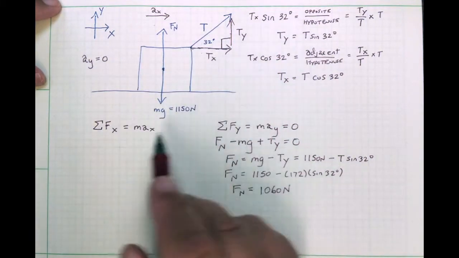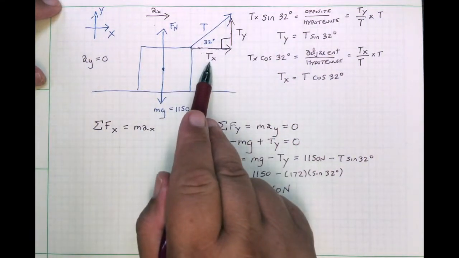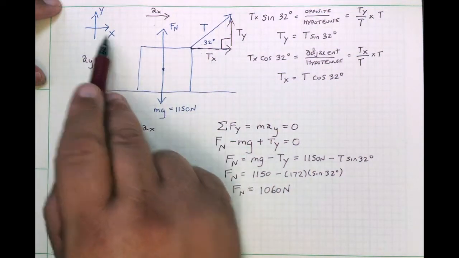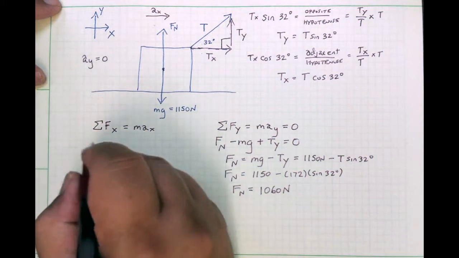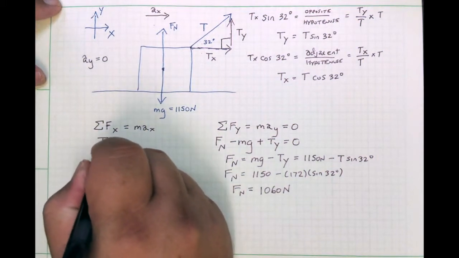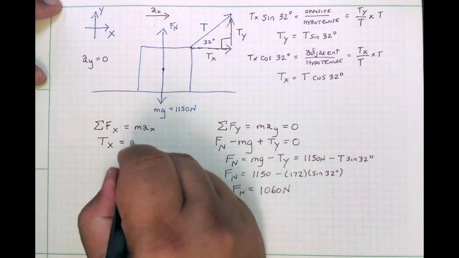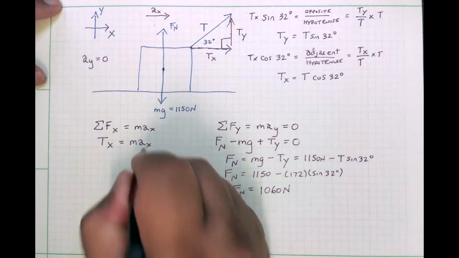Looking at our diagram, we see that there is only one force in the x direction, and that is Tx. It's in the positive x direction to the right, so when we go to sum up the x forces, that's all we have on that side of the equation. And that's going to be equal to the mass of the crate times the acceleration in the x direction.